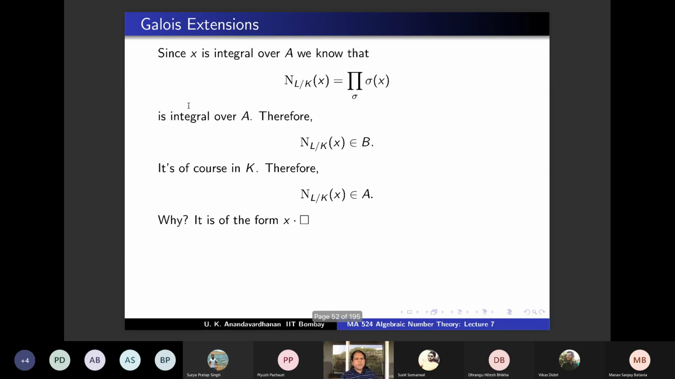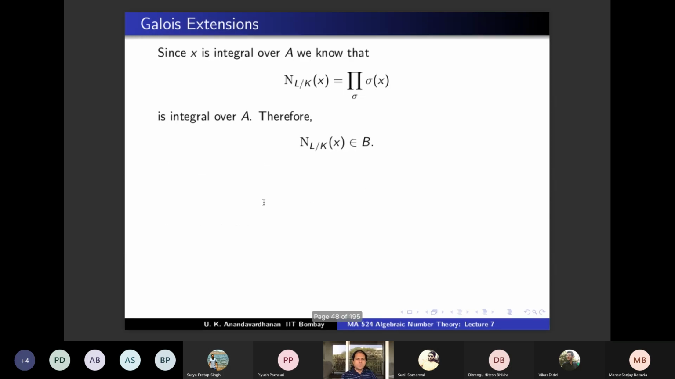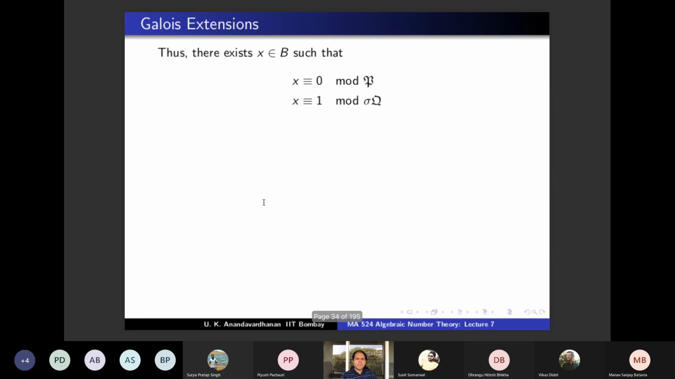Okay. But norm is of what form? Norm is x times all the other non-trivial conjugates, right? It is sigma x as sigma varies. Sigma is identity also here. So x times the non-trivial conjugates. So it is x times something else. And this belongs to A, but where is x from? You have chosen x such that x is in P. So x times something is also in P because it's an ideal. So norm belongs to P.